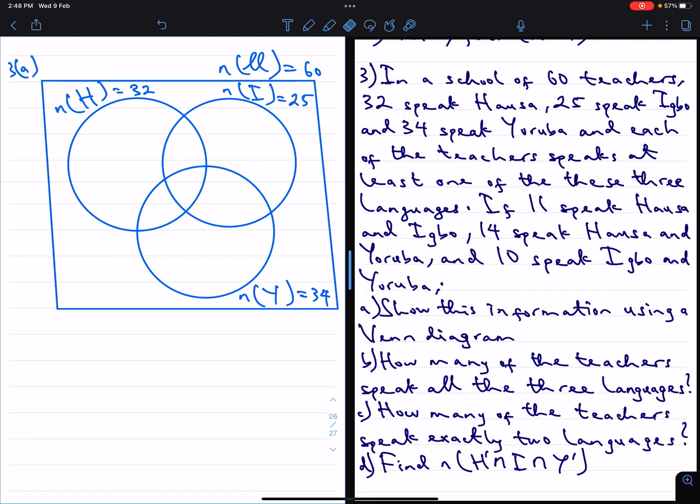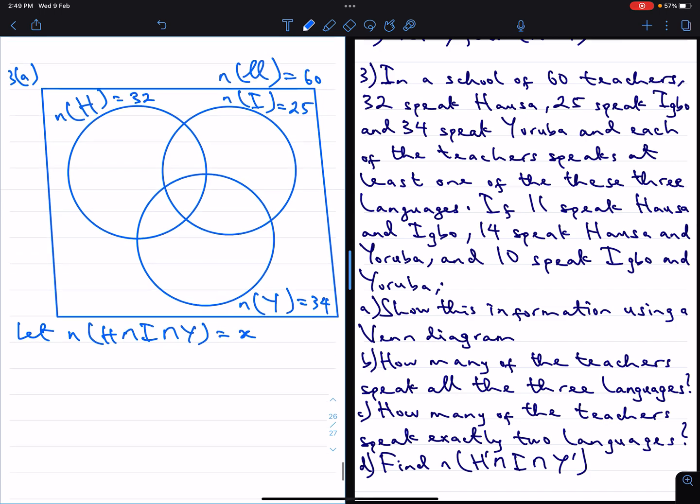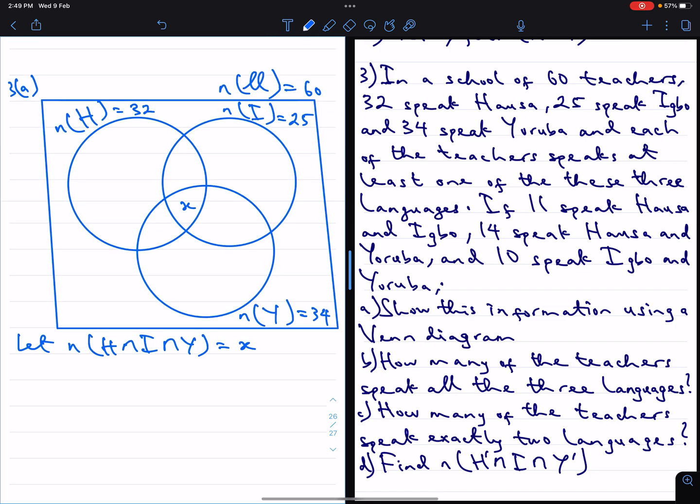So I can simply say, to show that information, let the number of teachers who speak all the three languages, which is the number of elements in the set H intersection I intersection Y, be X. If that's X, that means this space is X. I know that those who speak Hausa and Igbo are 11. The whole of this is 11. So that means this will be 11 minus X.